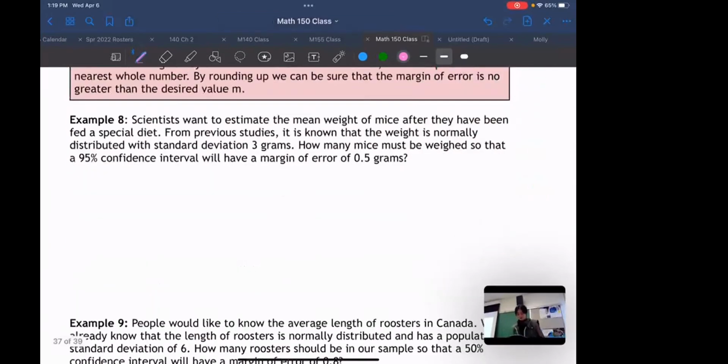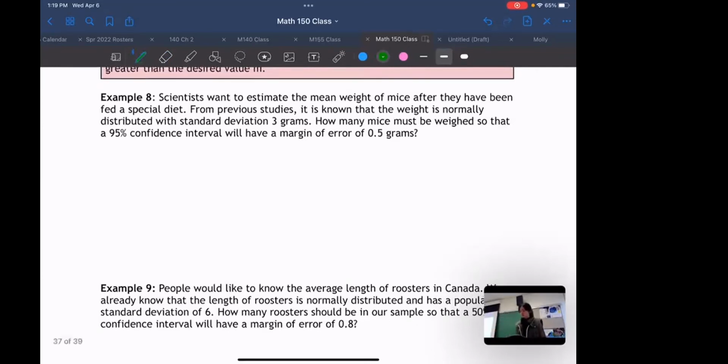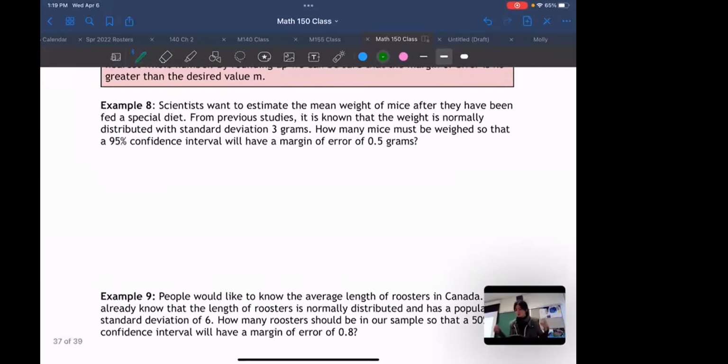All right. Here's an example. We have scientists and they want to estimate the mean weight of mice after they've been fed this special diet. That sounds actually really neat. From previous studies, it's known that the weight is normally distributed with a standard deviation of 3 grams. We want to know how many mice must be weighed so that a 95% confidence interval has a margin of error of 0.5 grams. So we're looking at the smallest sample size.